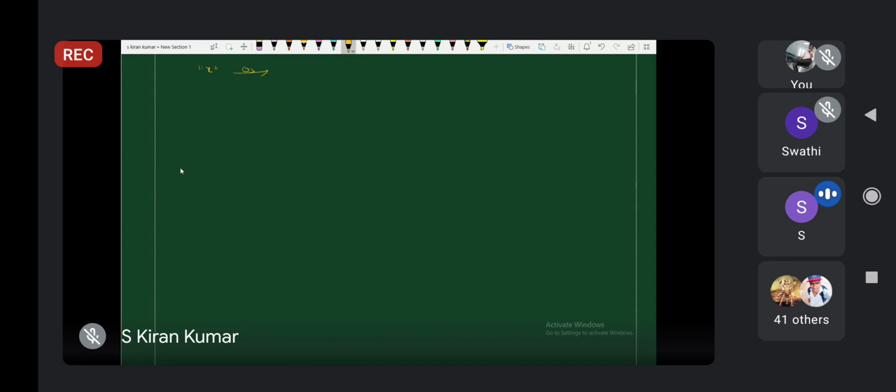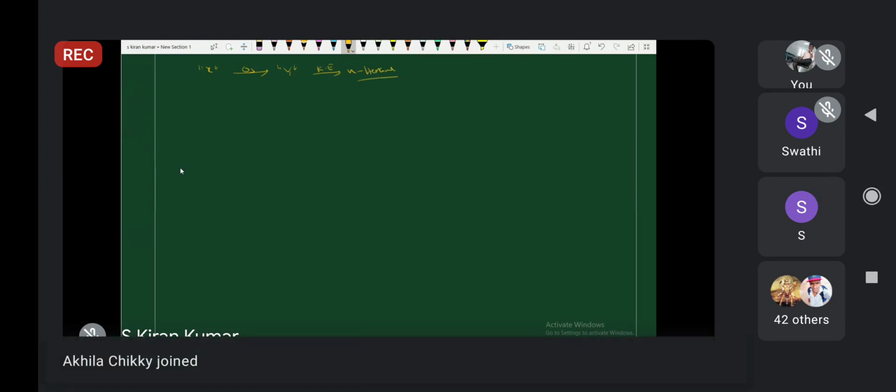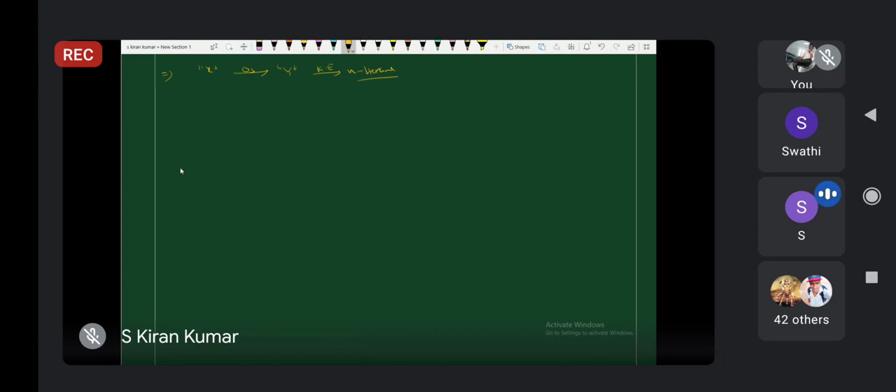Compound X on ozonolysis gives Y. Y on Kolbe electrolysis gives NX. What are X and Y? X on ozonolysis gives Y, sir. Y on Kolbe electrolysis gives NX. What is X and what is Y?